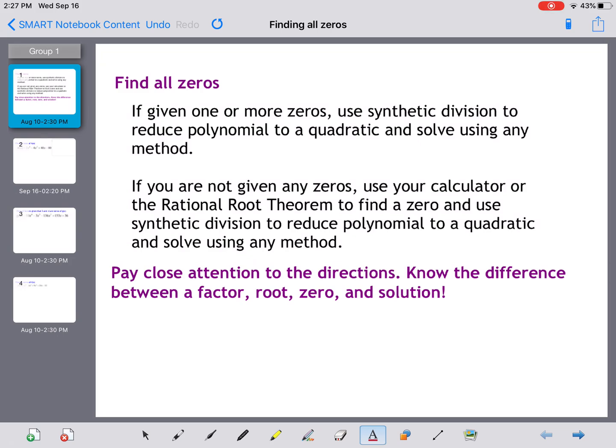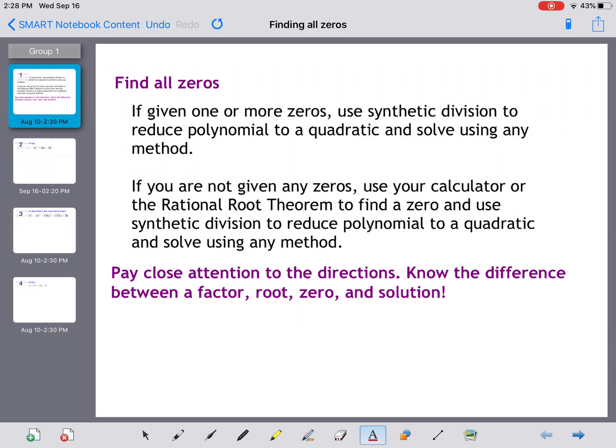And then if you're not given a zero, then what you want to do is use your calculator or the rational root theorem and find a zero from there or more than one zero. And then we always want to reduce down to a quadratic and then solve our quadratics. We want to make sure that we pay close attention to what the directions are telling us to find. So the main difference is that a factor needs to be written as x minus p if that was your factor.